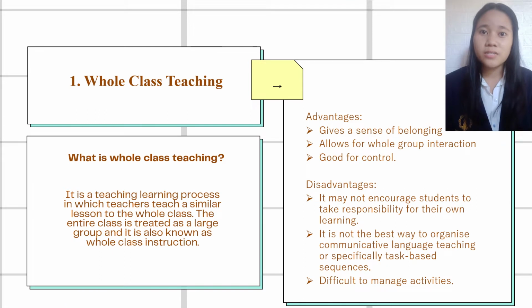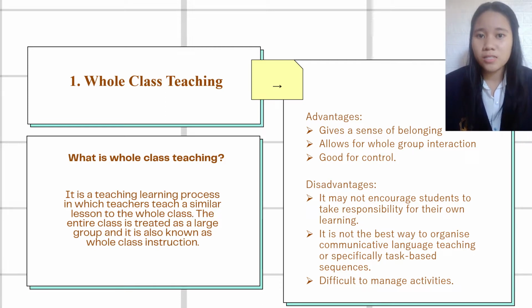As you can see on the slide, it's about whole class teaching. What is whole class teaching? It is a teaching learning process in which the teacher teaches a similar lesson to the whole class. The entire class is treated as a large group, and it's also known as whole class instruction. This is the simplest approach for teaching. The teacher has only one lesson to prepare, so both time and effort are saved.